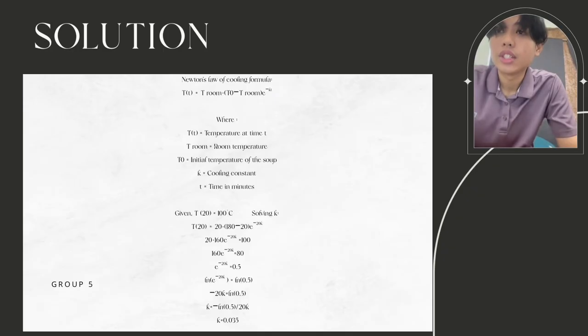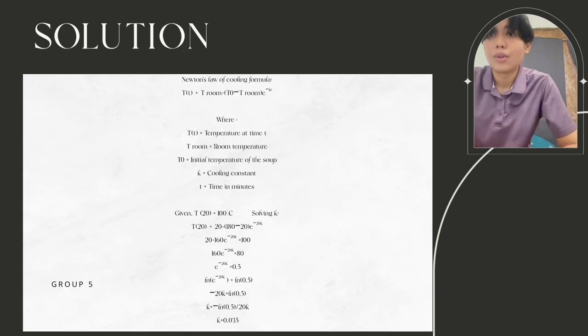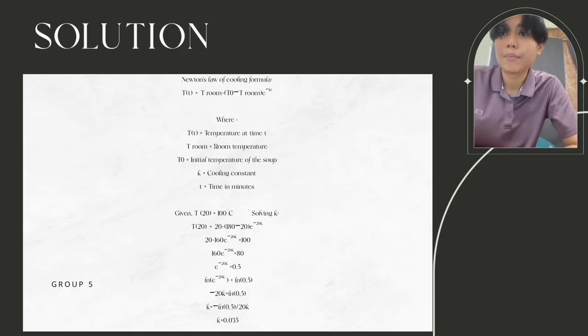Next is the solution for part B. First of all, we need to state Newton's law of cooling formula, which is T = T_room + (T0 - T_room) times e^(-kt), where T is the temperature at time t, T_room is room temperature, T0 is the initial temperature of the soup, k is the cooling constant, and t is time in minutes. So next step, we are given T(20) = 100 degrees Celsius.